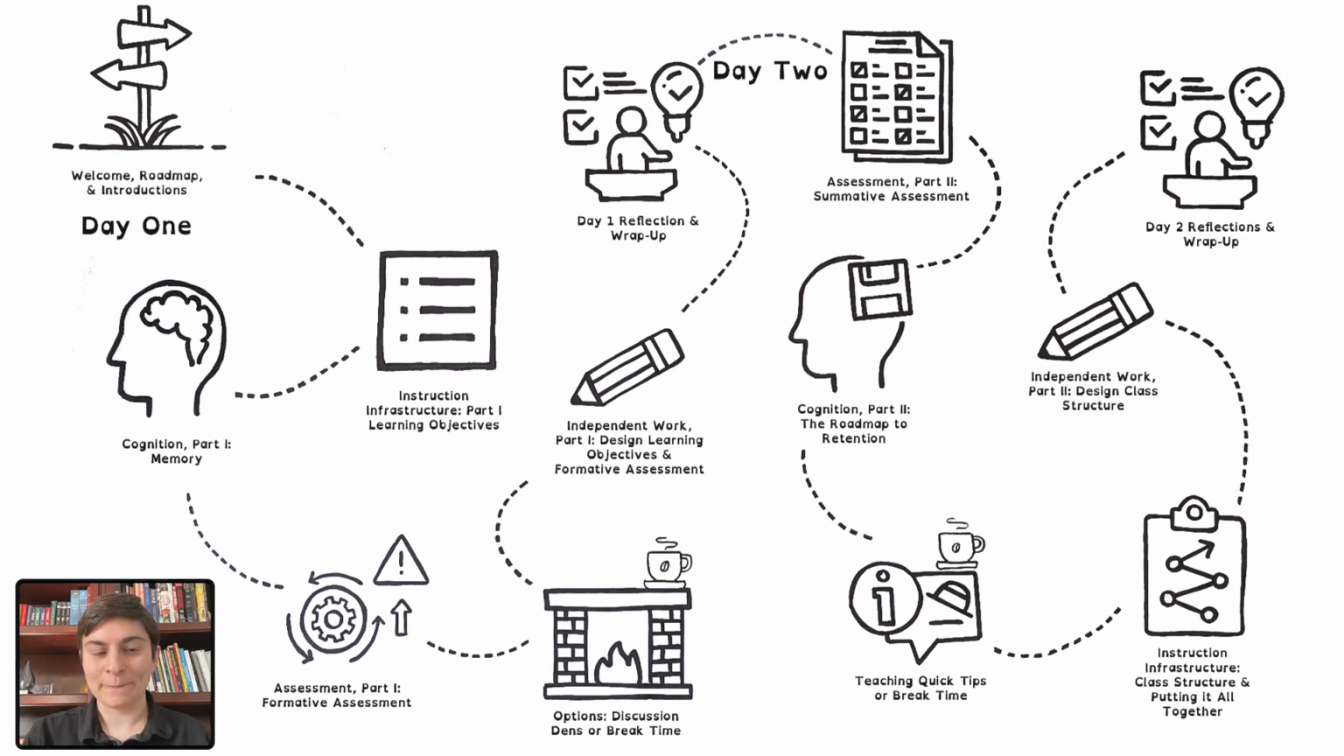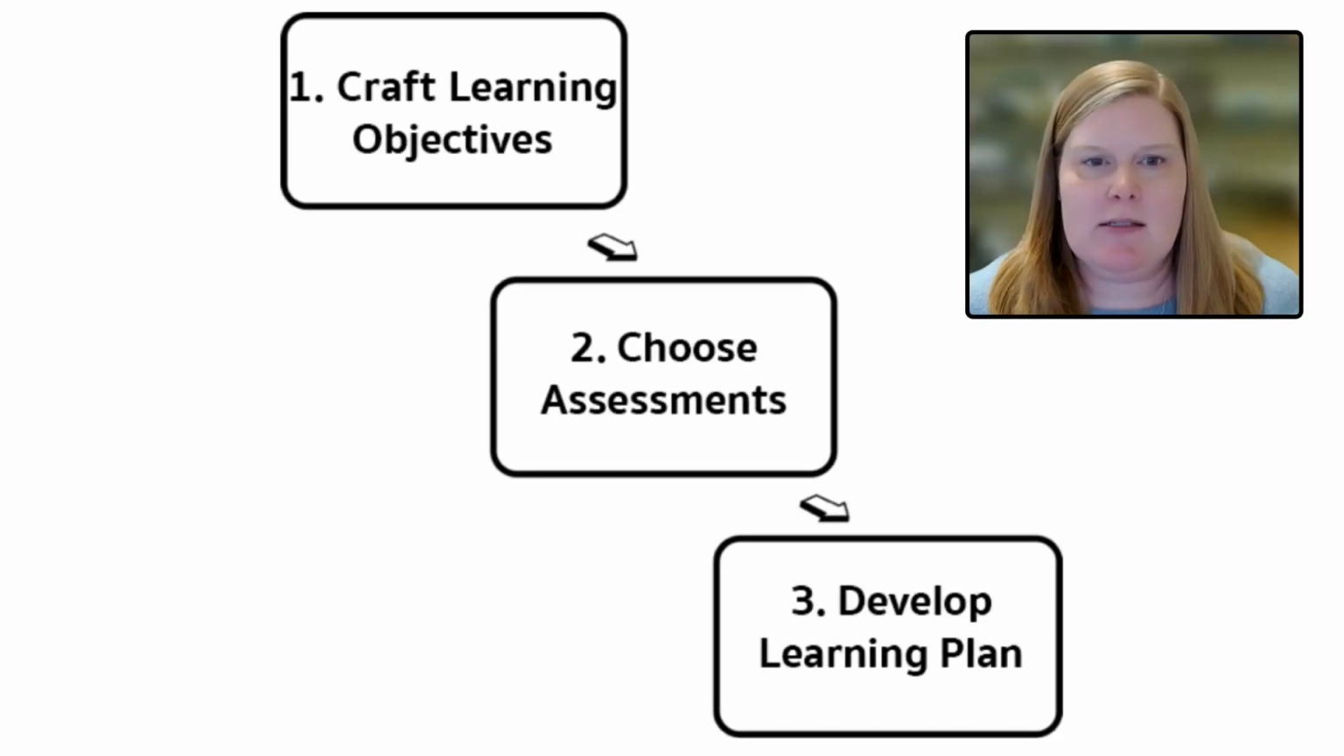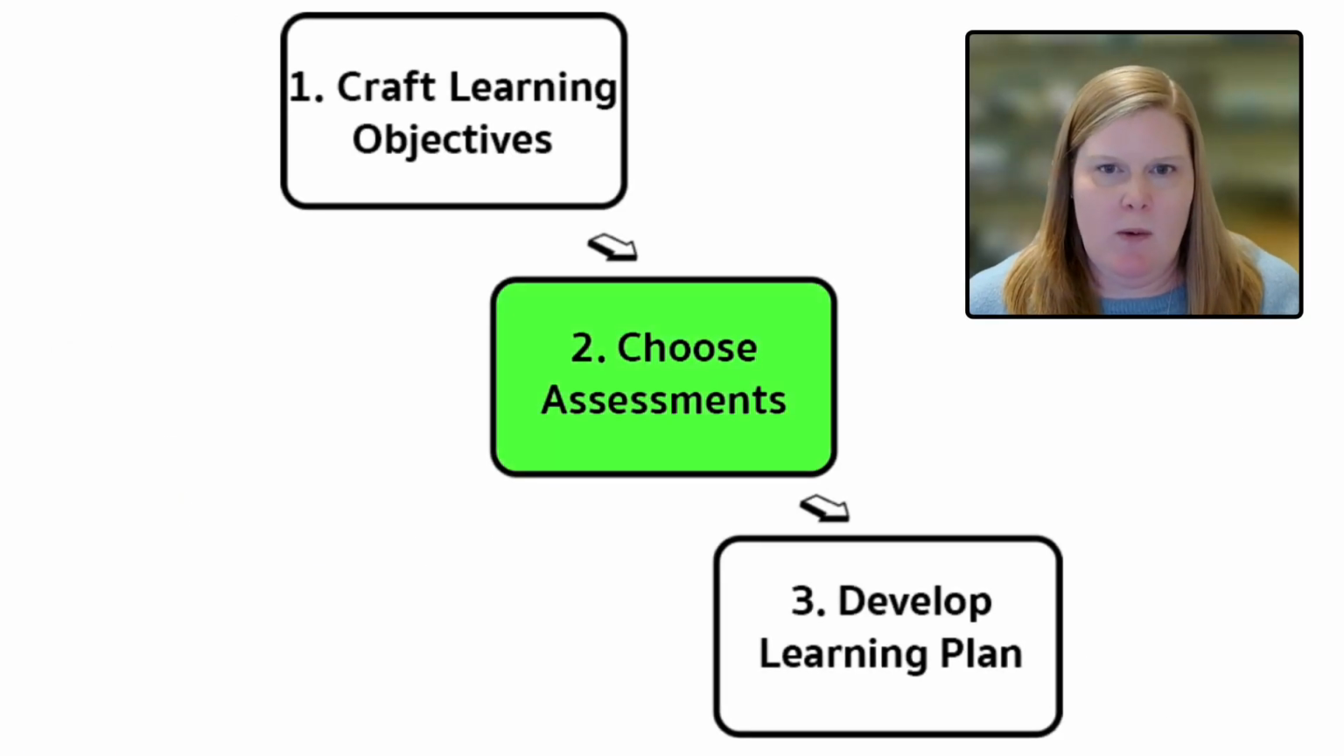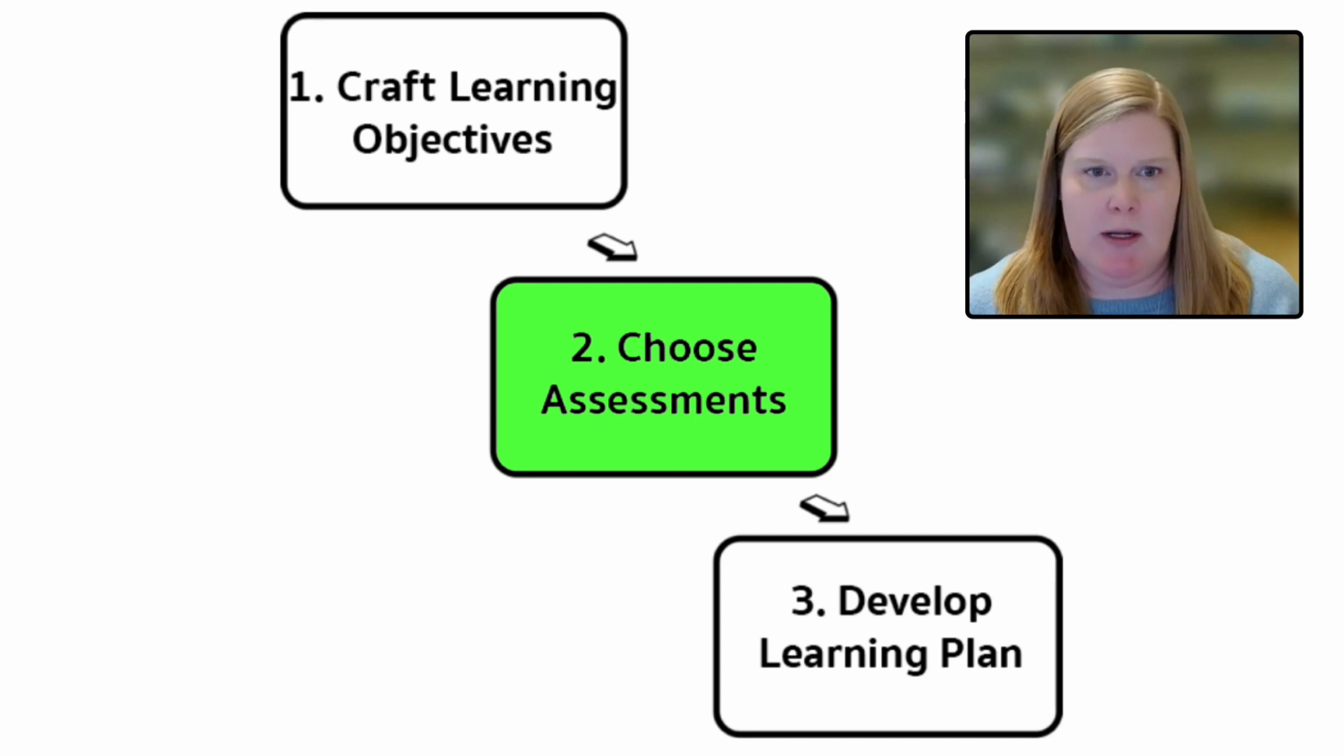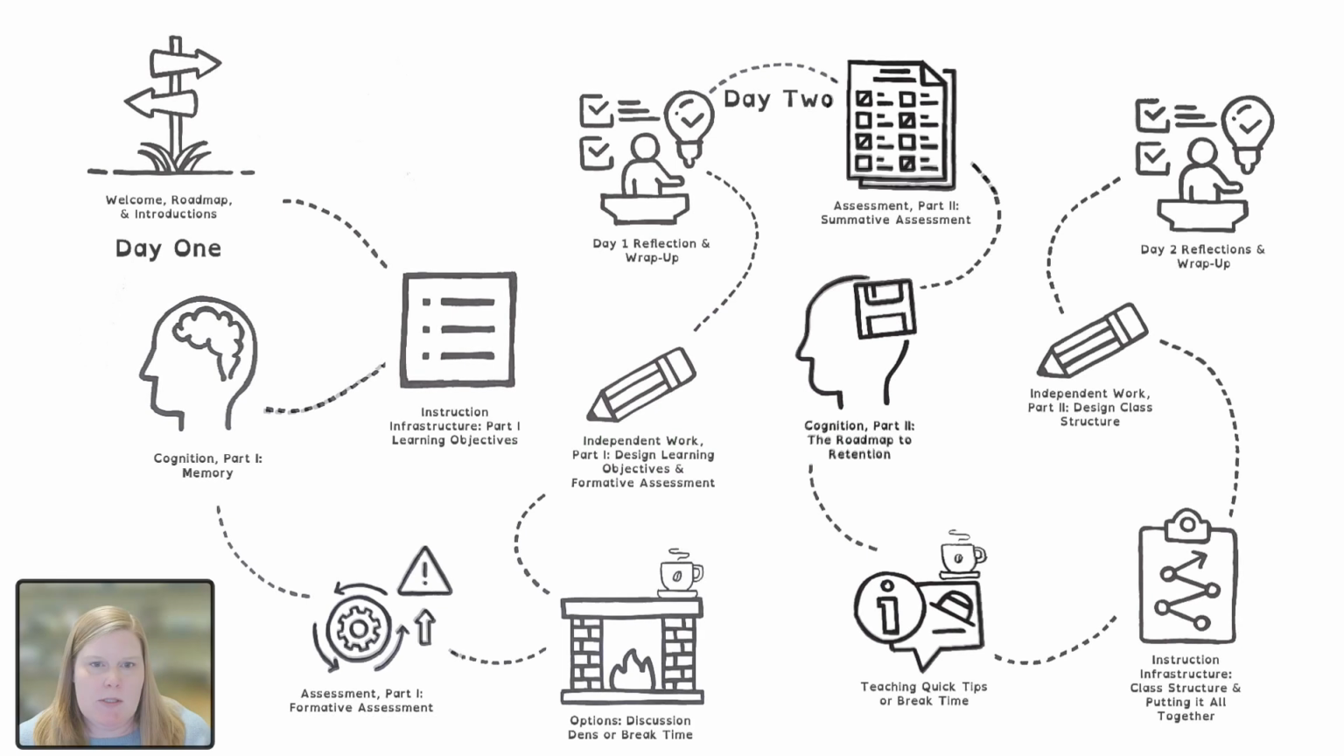student success. The next step in Backward Design is figuring out what assessments will reveal whether your students successfully meet your learning objectives, because if what you're doing isn't working, you need to know so that you can do something else. There's no point in teaching if your students aren't learning. We'll talk about formative assessment or ongoing feedback on day 1 and summative assessment, a final assessment, on day 2.